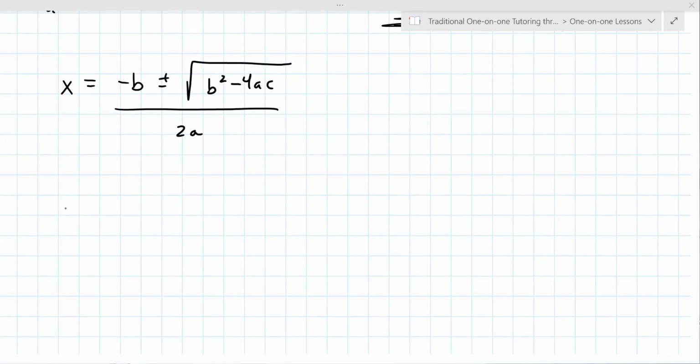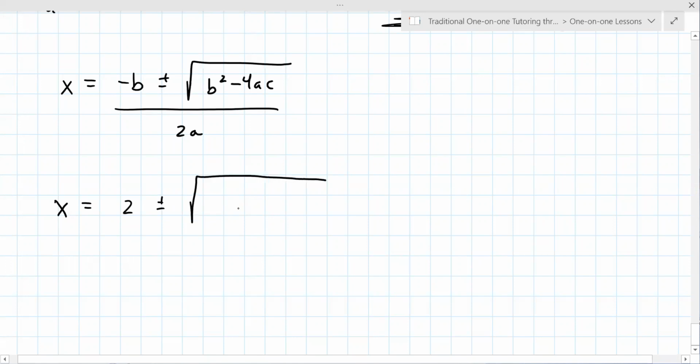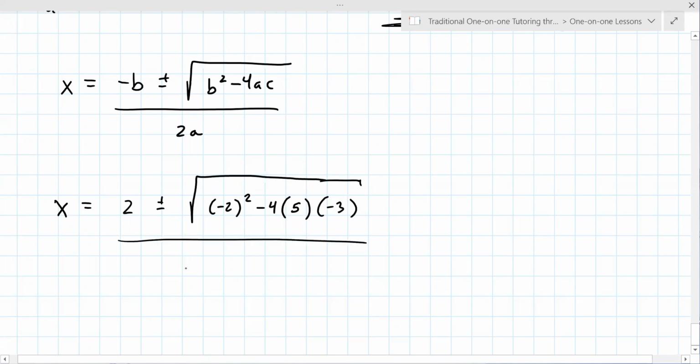So x equals 2 minus a -2 is 2, plus or minus, and now this is important here. I don't know if you do this. Whenever b is negative, I put it in parentheses, and that helps to avoid confusion with negative signs and squaring. All over 2 times 5. So did you go beyond this? I'm hoping you did.